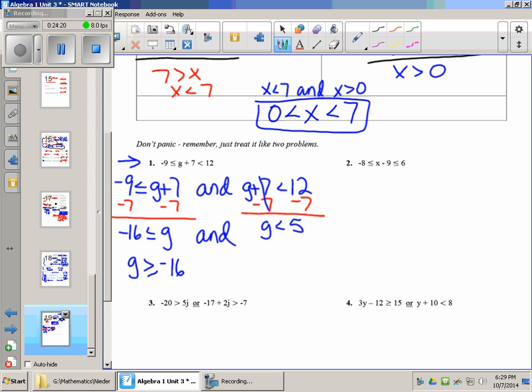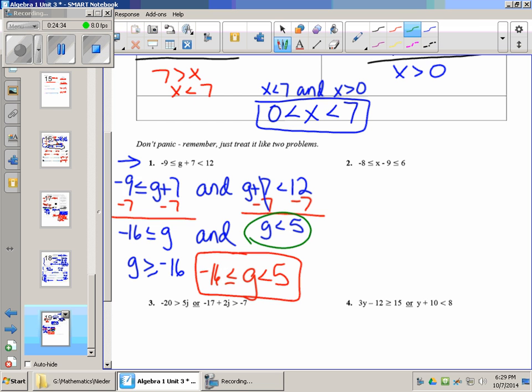That, again, is an intersection. That's an overlap, so I can write that together. Different color here. So g must be bigger than or equal to negative 16, but at the same time, less than 5. So you're really just putting this answer and this answer together into this compound inequality here. So any number g that's between those 2 numbers is going to make this statement true.